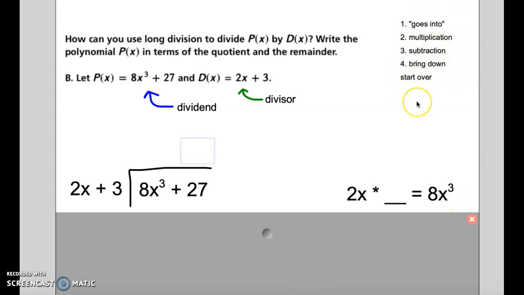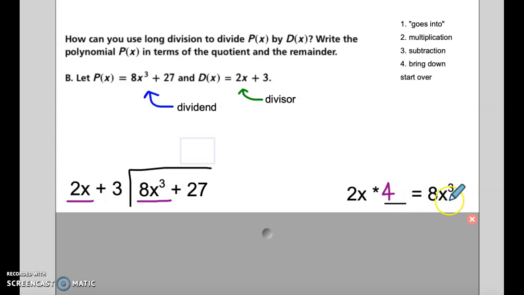This is the process, whether we're doing plain number long division or polynomial long division. Same process, okay? So the first step goes into. So we like to write this over here. We're only looking at those first terms, 2x and 8x cubed. So what do I need to multiply 2x by to get 8x cubed? So 2 times what gives me 8? I definitely know I need a 4.